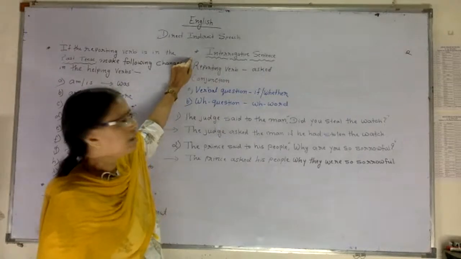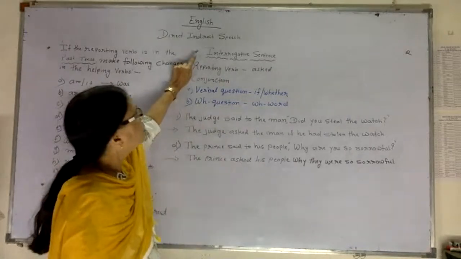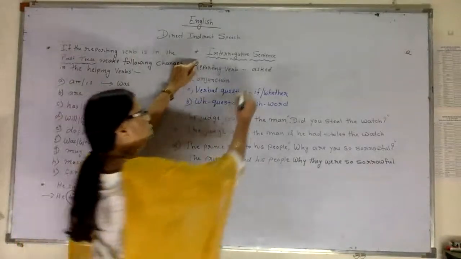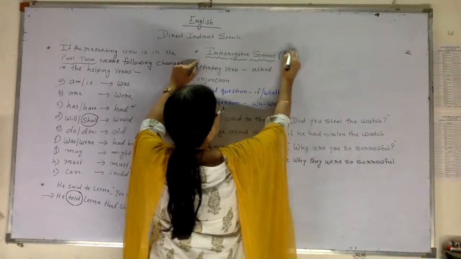That is, we'll take the second type. We are done with the assertive. Now we'll do the interrogative sentence. An interrogative sentence always ends with a question mark.